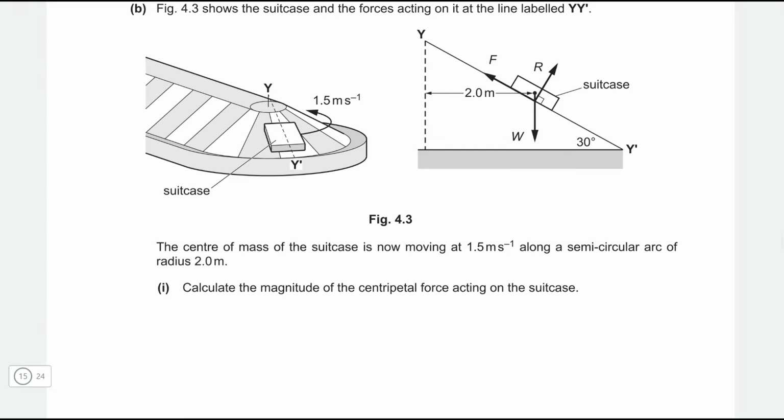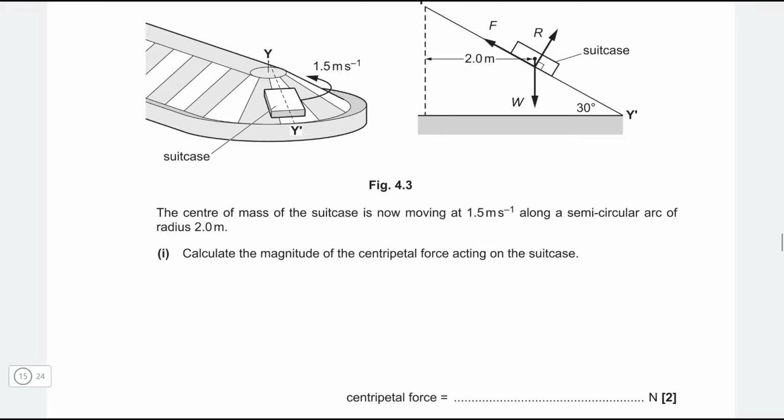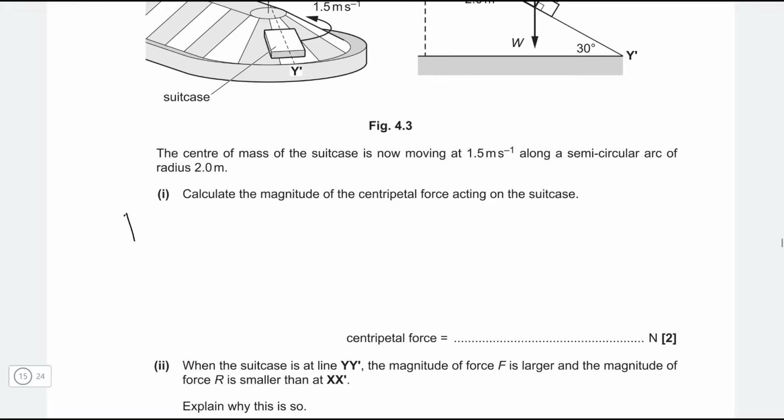Okay, next one, we have the center of mass of the suitcase is now moving at 1.5 meters per second along a semicircular arc of radius 2 meters. Calculate the magnitude of the centripetal force acting on the suitcase. Okay, well, we're going to just use F is equal to mv squared over r.